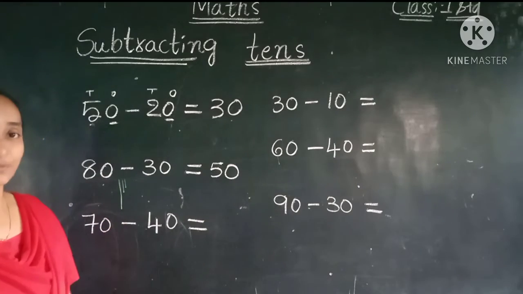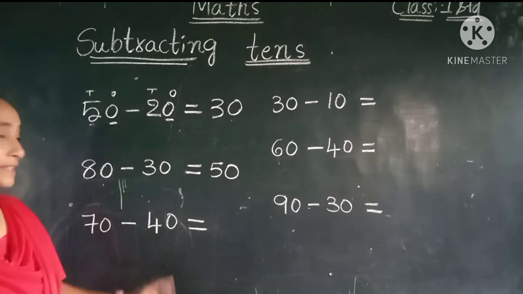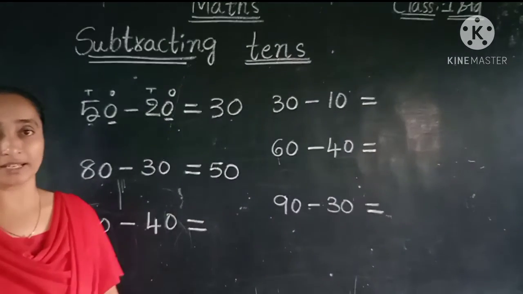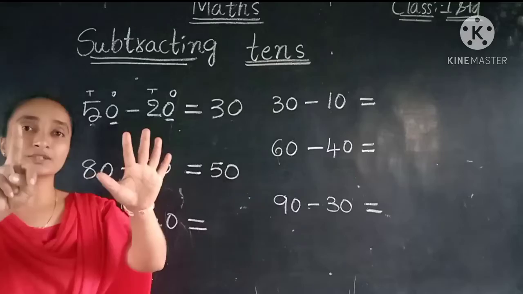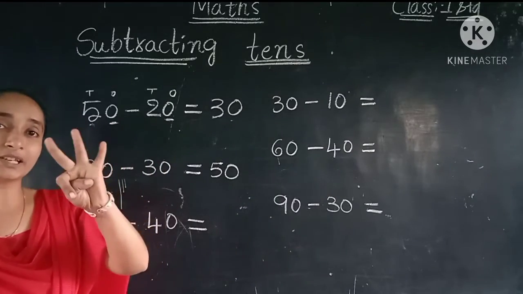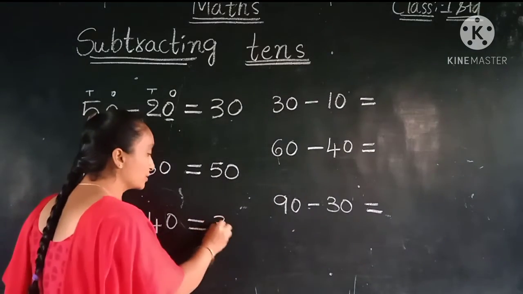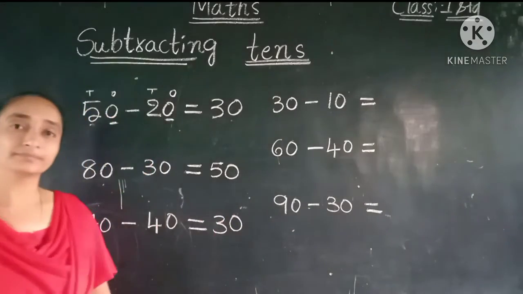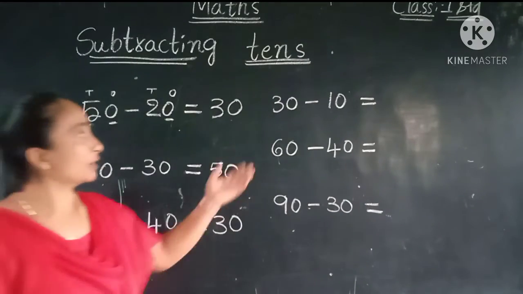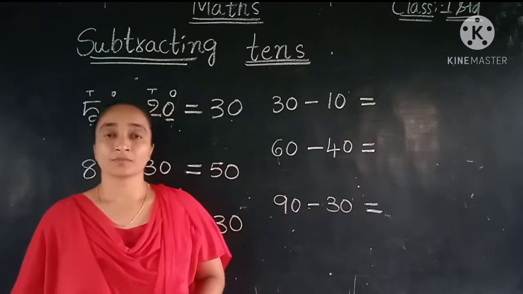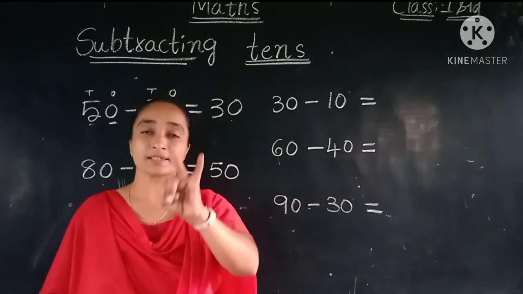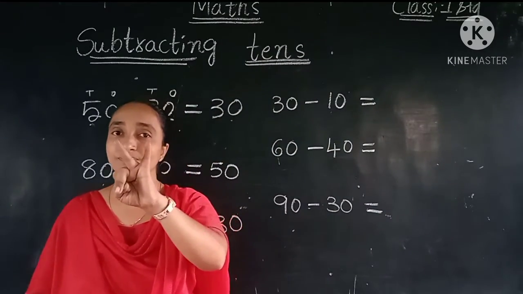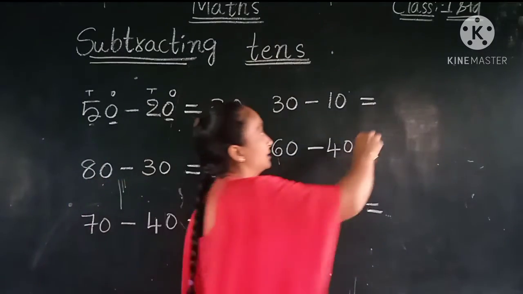Now 70 minus 40. 7 minus 4. 7 tens, 4 tens. Take 7 fingers, fold 4 fingers, 1, 2, 3, 4, remaining 3. 3 tens, 30. Here also we got 30. Very simple now, children. Now let us see 30 minus 10. You have 30 rupees, 10 rupees you spent on chocolates. Now how much is left with you? Yes, 20 rupees.